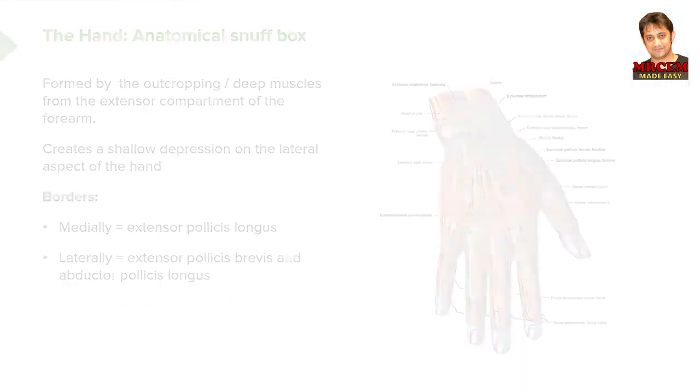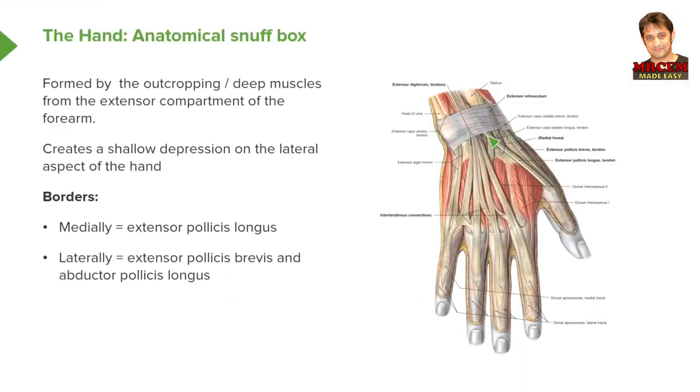So medially, we have a border here, and this border is formed by EPL, extensor pollicis longus. So that forms this medial border. And laterally, it's formed by two tendons. The tendons extensor pollicis brevis, which we can see here, and also the tendon abductor pollicis longus, which is a little bit harder to see in this diagram, but would be running alongside extensor pollicis brevis here as it passes towards the thumb.